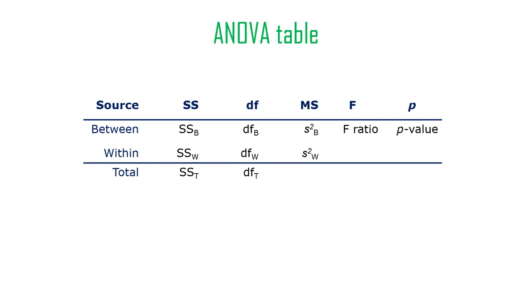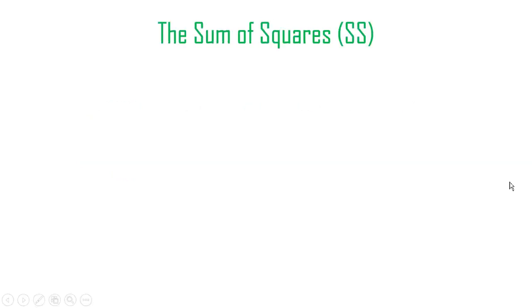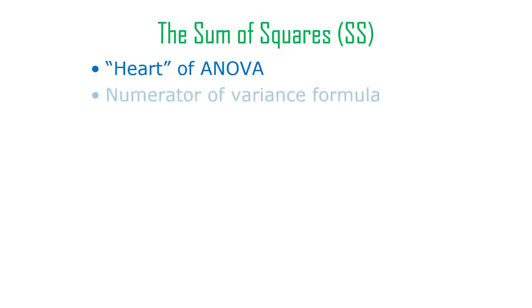The only real difficult calculating part is these two sum of squares. Degrees of freedom, there's a very simple formula to figure out what those are, and then after that, everything else just gets done in your formulas. It's done in the table. So the sum of squares is the heart of ANOVA.